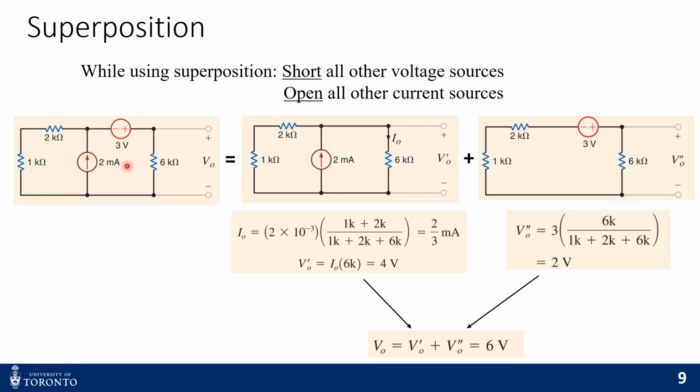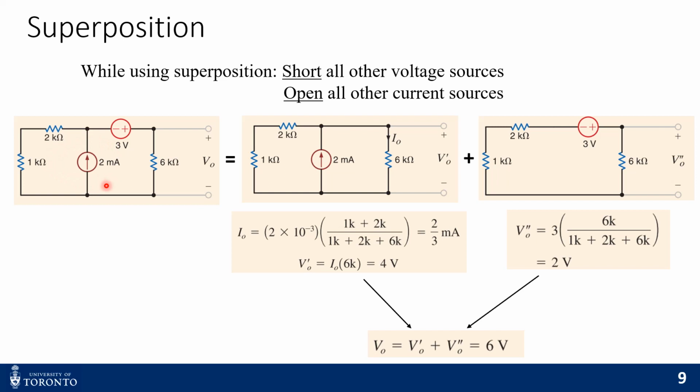So if you have those sources, let's say, for example, in this circuit, we have an independent current source and we have an independent voltage source, and we have to find out the voltage V0 across the 6 kilo ohms resistance. Now, the idea is that if the circuit is linear, V0 will be the summation of the individual contribution from this 3-volt source and then this 2 milliampere current source.